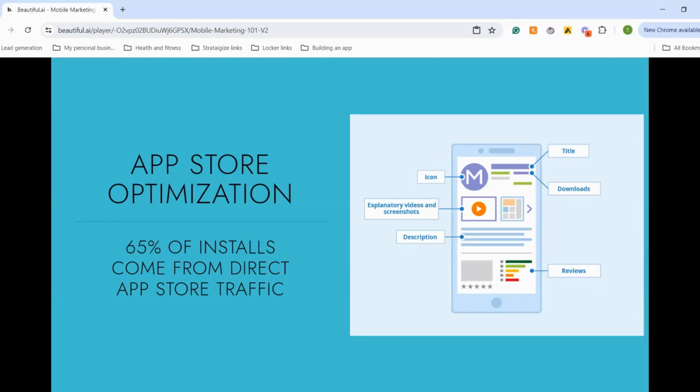So starting with App Store optimization. What is App Store optimization? App Store optimization is optimizing specific keywords in the App Store so you start to show up when those terms are being searched. App Store optimization is really important for your strategy. 65% of installs come from direct App Store traffic. So in order to start getting a share of that, you need to optimize these different factors so you start showing up.